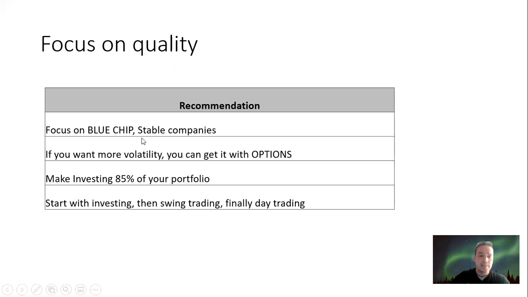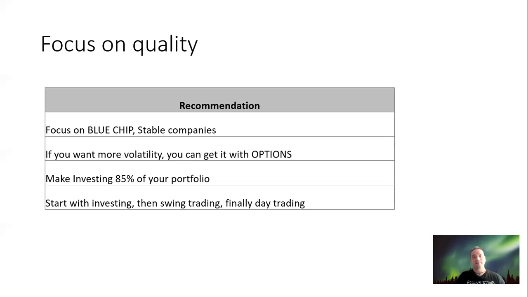So I would say focus on blue chip companies, right? Stable companies, companies that you know are going to be around in the next 10 years. Home Depot, Apple, Microsoft. These are the quality companies that have consumer loyalty. They were here before me and they will be here after. That's something that you want to keep in mind. You don't want to put the bulk of your money in a company that may not be around tomorrow.